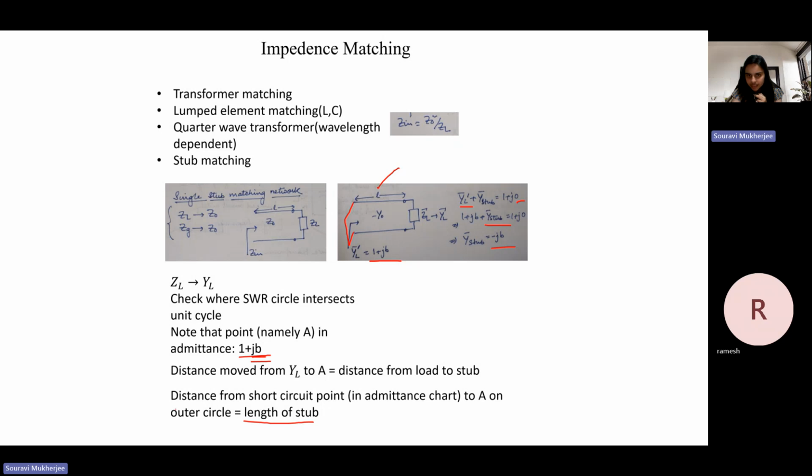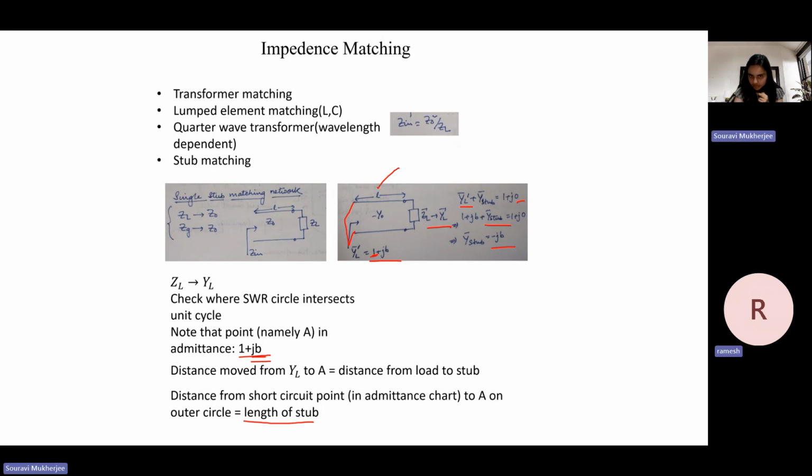So initially, when you are adding this length, this was your load. Now you have moved from the load to this point and then you have added your stub. At this point, you have already set your resistance part, the real part, to 1. So this is 1 plus JB at this distance.